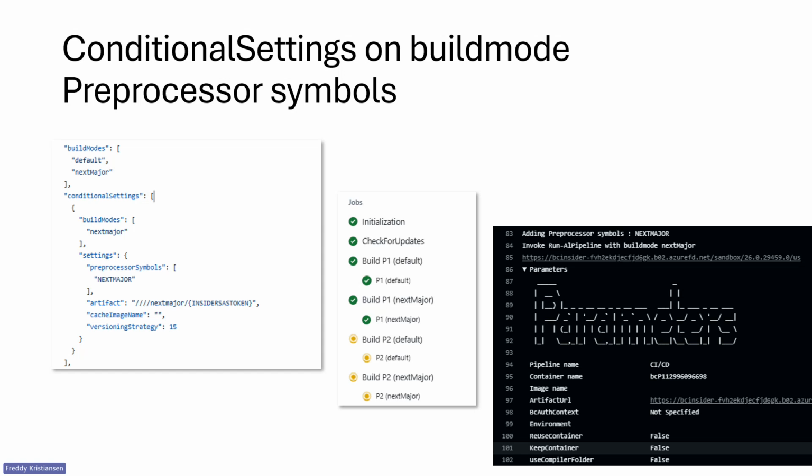Looking at the actual build, you'll see that it now builds the first project twice, once as default and once as next major. If you dive into the next major build, you'll see the top line applies the preprocessor symbol next major, which you use in your AL code to make sure that you're using the right code there, or version number. You can do whatever; the preprocessor symbols are really something you define. You'll also see the artifacts down there as BC inside or something, and that also applies from the conditional settings.